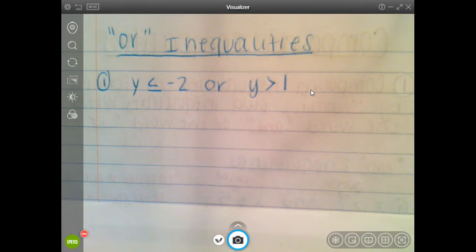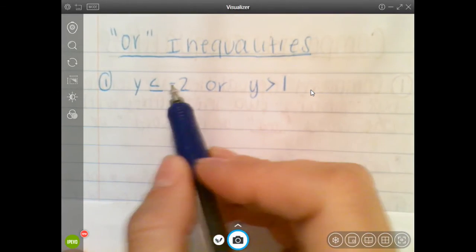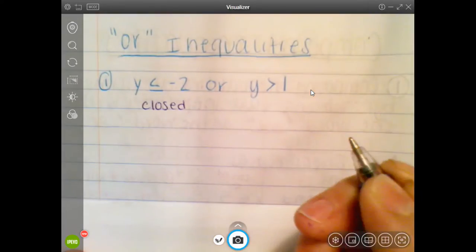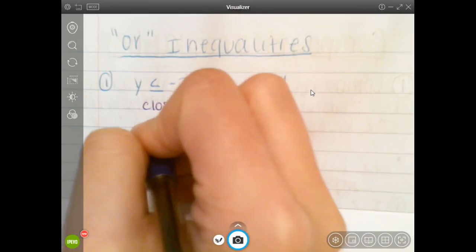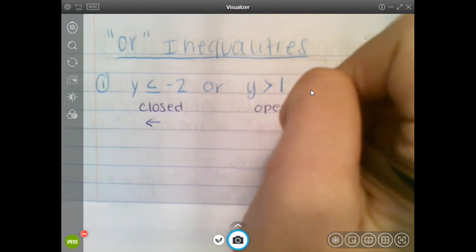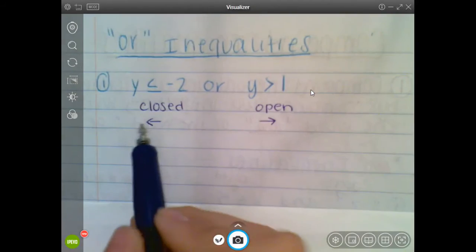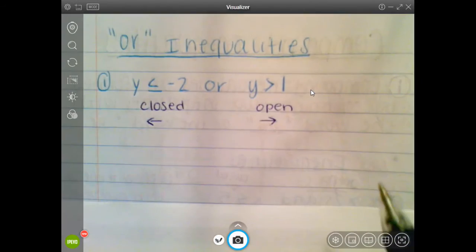Your steps are the same, but your pictures are different. If you notice, for all the ands, it was everything in the middle. These are going to look a little bit different. So if I have to graph this, y is less than negative 2, that would be a closed circle, and it's pointing to the left, so it would go to the left. And this one would be an open circle, and it's pointing to the right, so it's going to go to the right. See how that matches with that, and this matches with this? That's how I'm figuring it out.